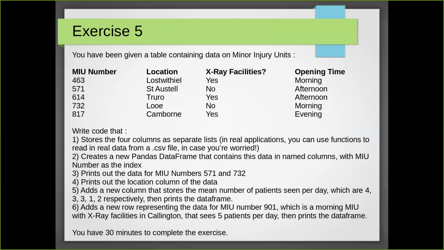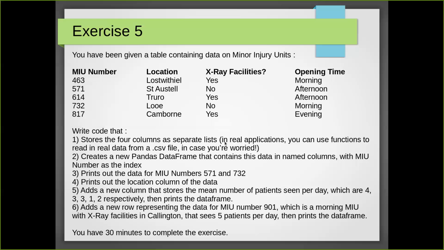Okay, so that was Pandas in a nutshell. So what I want you to do now is to have a practice on playing with pandas. So you've been given a table containing data on minor injury units, and that's this table here. So in the table, you've got a minor injury unit number, which is a unique identifier for that minor injury unit, the location of that minor injury unit, whether it has X-ray facilities or not, and the opening time, whether it's a morning, afternoon, or evening MIU.